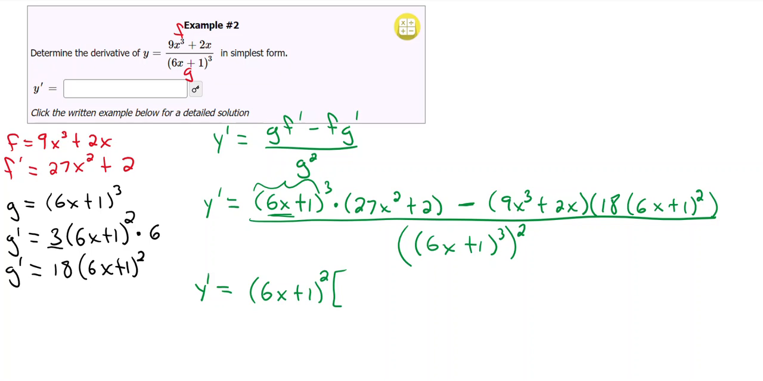So now I'm going to go back through, and I can see I've still got 6x plus 1 here. So we've got 6x plus 1. And then I've still got my 27x squared plus 2 minus, and now I've still got this one as well. I've still got my 9x to the 3 plus 2x. And then this one is now gone, the 6x plus 1 squared, because we factored out that entire piece.